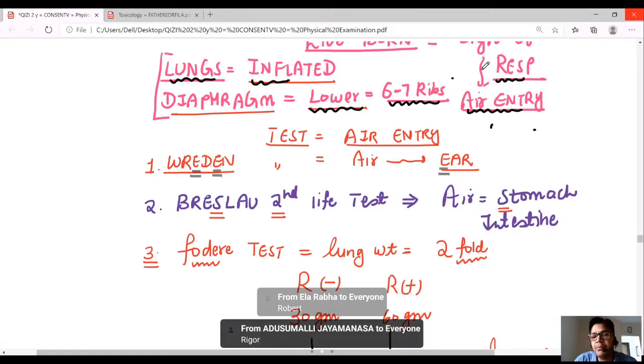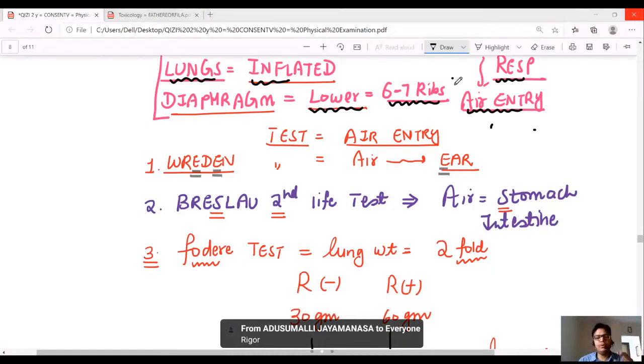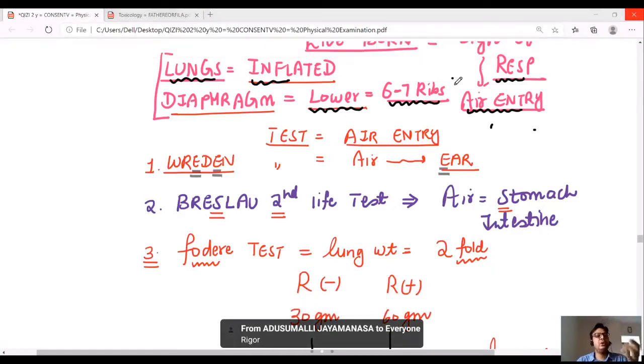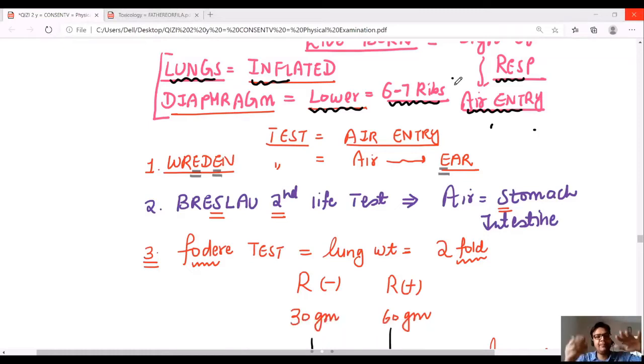Now, in live bone, what happens? Air entry is there. So lung having air entry, diaphragm position goes low. Diaphragm goes to the 6 to 7. Now, sir, this question comes. What are the tests for air entry in live bone?